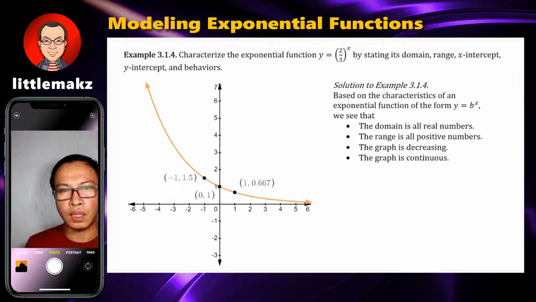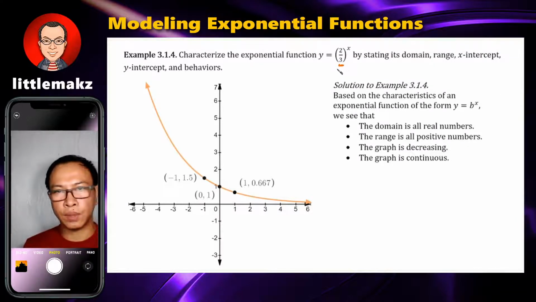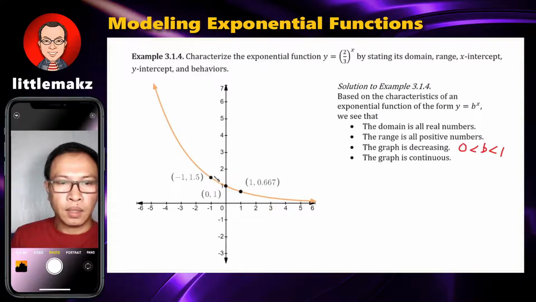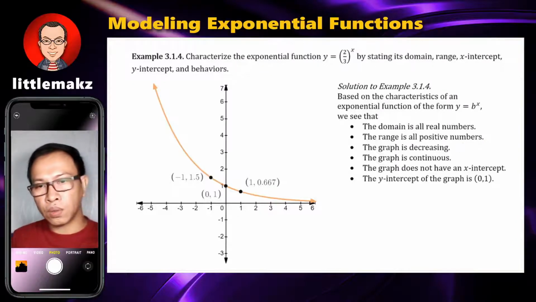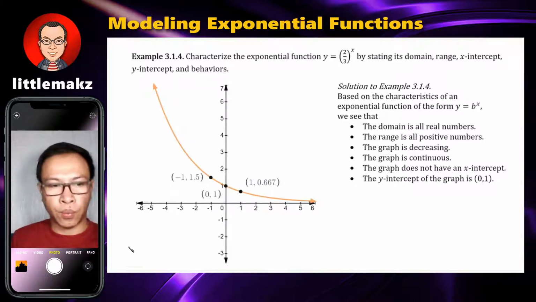Now the graph is decreasing, as I have said, and that is because your b is between 0 and 1. It is a fraction. The graph is continuous because it makes use of the set of real numbers for the domain. Okay, another property that is also considerable is the intercepts. So for the x-intercept, it does not exist here, okay? But the y-intercept, of course, is the most significant point here, which is your 0, 1.